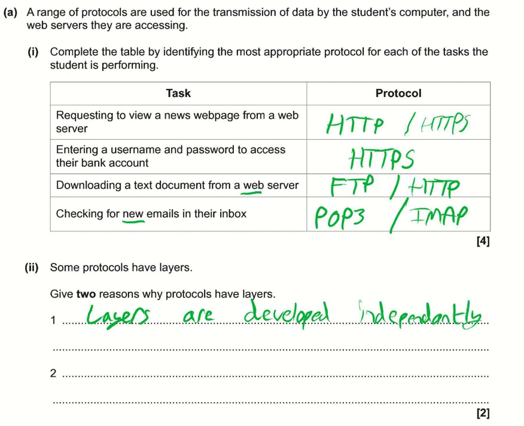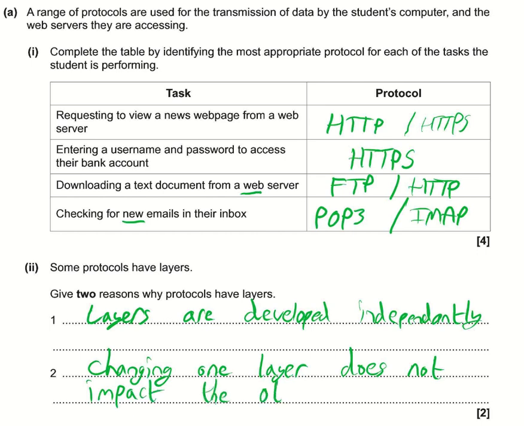And that is because I could, if I wanted to, work on the application layer. And because I'm doing that, and this will be the second point, changing one layer does not impact or change the others. So it allows me to isolate what change I'm doing. So if I'm changing the application layer, that won't change the transport layer, as an example.